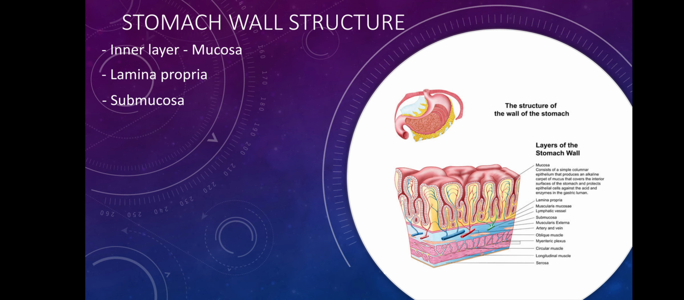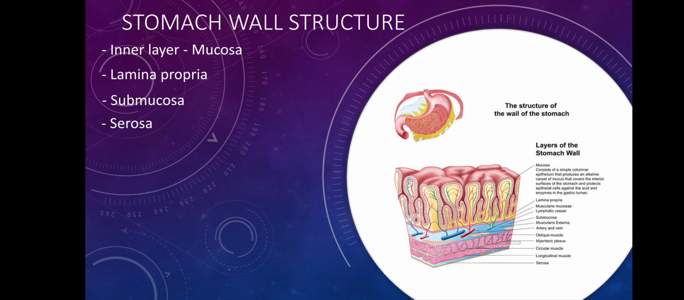So the next part, the submucosa, is a thick layer of loose connective tissue in 3 layers, oblique, circular and longitudinal, that surrounds the mucosa. It contains blood vessels and nerve tissue endings which signal the brain when the stomach is full.